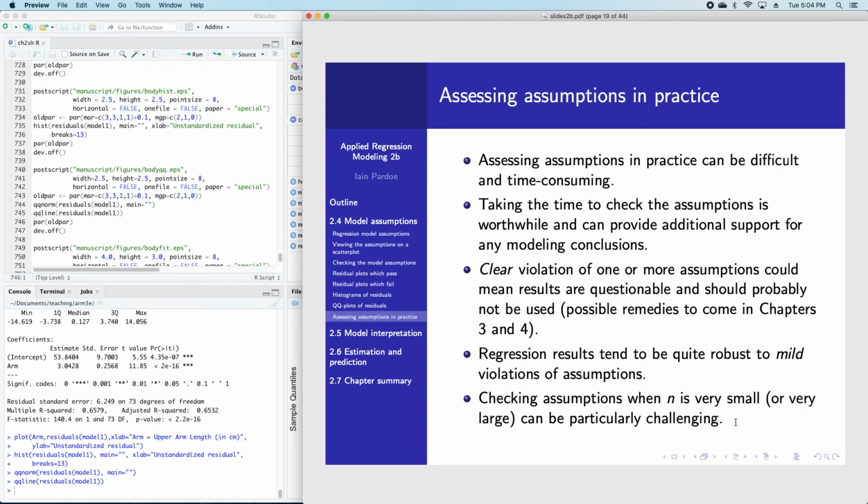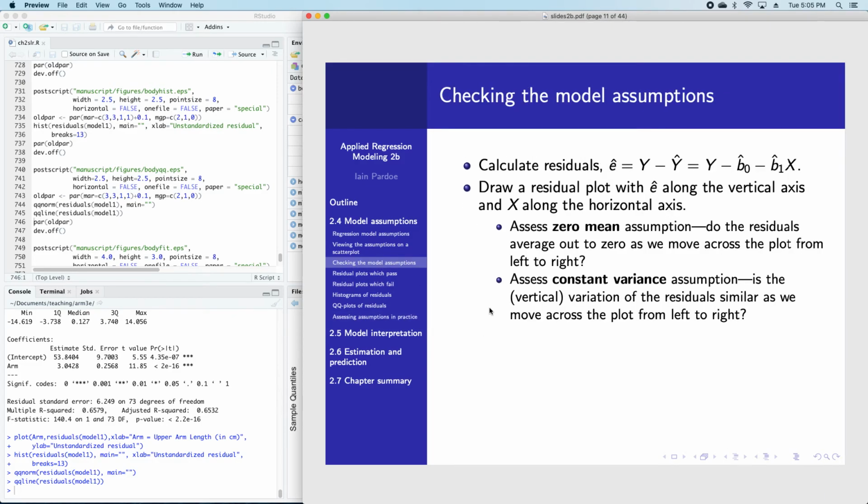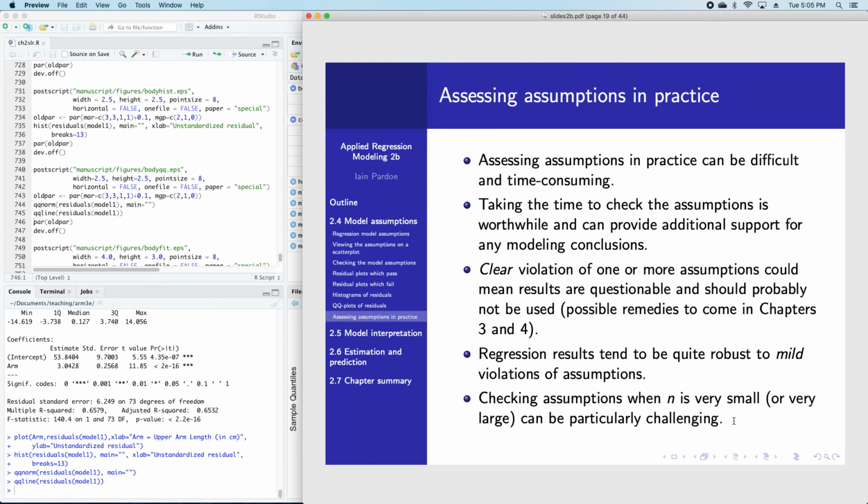The other thing to note here is that this method of checking the assumptions is only really workable in practice as long as n isn't very, very small or very, very large. If n is very, very small, you don't have a lot of data to work with and it's hard to see patterns. If n is very, very large, then there can be problems because you've got too much to look at. And so that can be challenging in those situations.